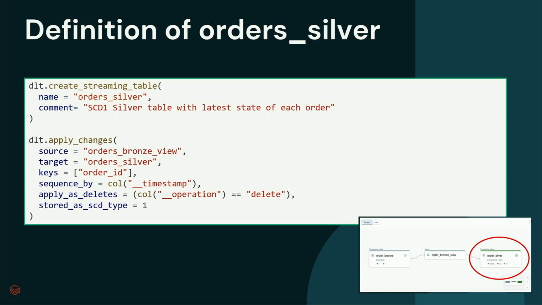Apply changes also supports SCD type 2, so you automatically get an SCD type 2 table if you want to, that captures all the changes or preserves all the changes for you. So you could look at what your data looked like yesterday, last week, a month ago.